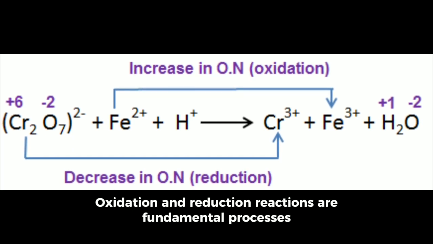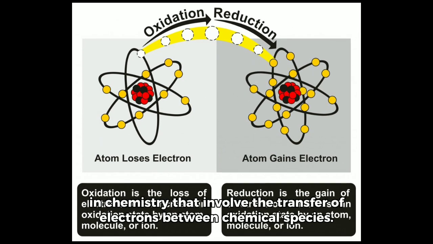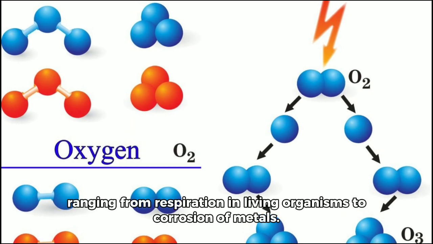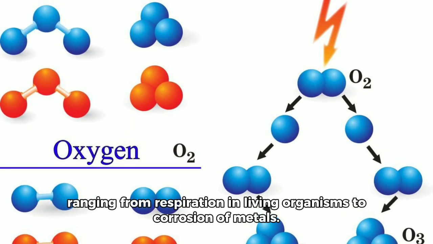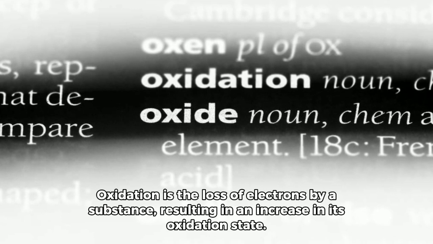Oxidation and reduction reactions are fundamental processes in chemistry that involve the transfer of electrons between chemical species. These reactions play a crucial role in various natural and industrial processes, ranging from respiration in living organisms to corrosion of metals.